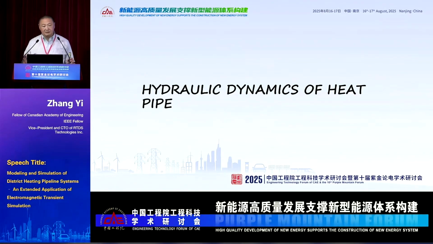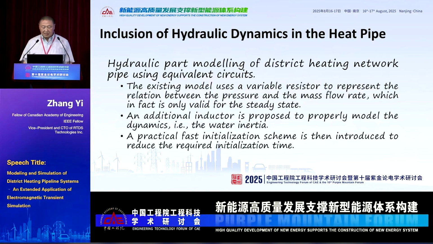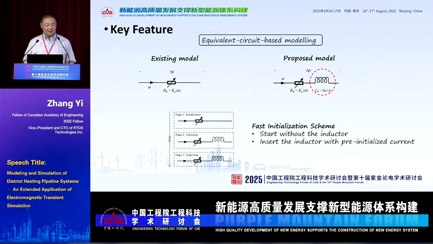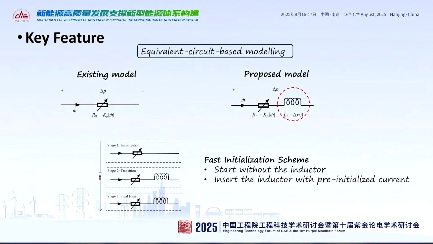We can decide by trial and error. Then the other thing we add in the hydraulic dynamics is, as modeled in the previous work by a hydraulic resistor, we add a reactance, an inductor, in the circuit. This inductor can be calculated from the speed of water movement.